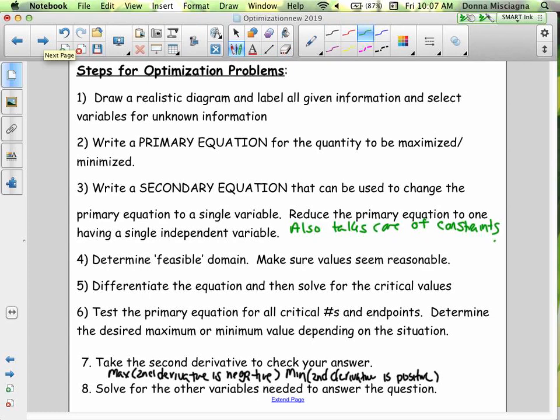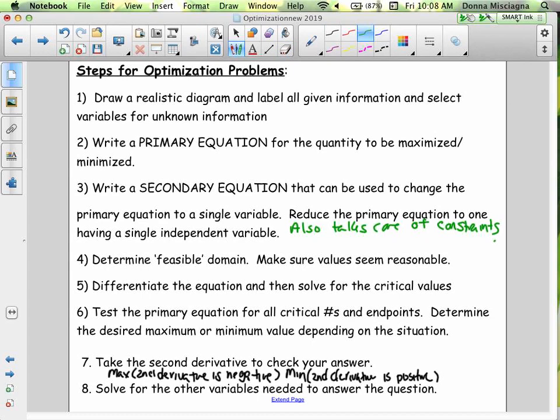You'll determine the feasible domain. So usually it's like 0 to something. It's okay if your upper value is maybe a little beyond the feasible domain. You don't have to sit there and calculate every way you could make something, but you want to make sure you're not outside anything that would be possible. You're going to differentiate the equation and then solve for critical values. This is just straight differentiation. It is not implicit differentiation. We don't have something that's changing relative to time. We are just finding the maximum, the minimum.